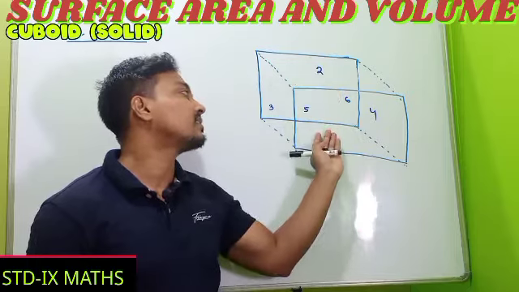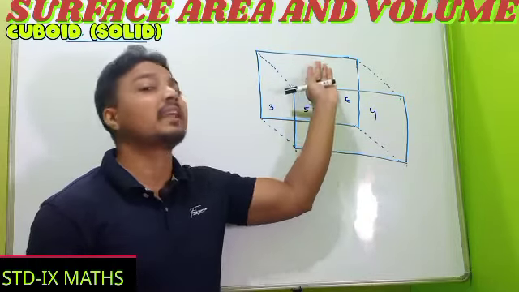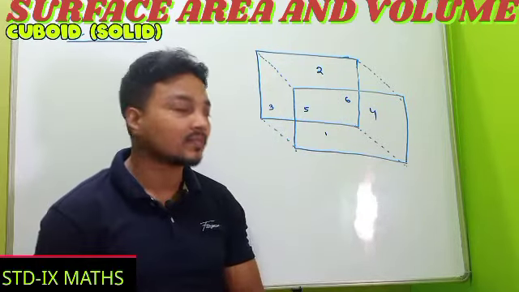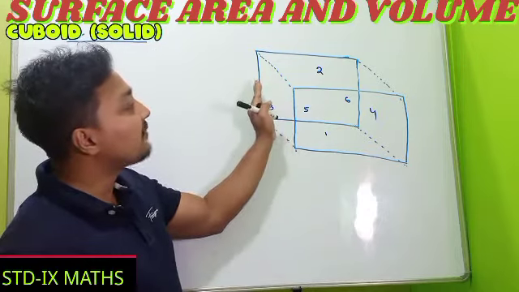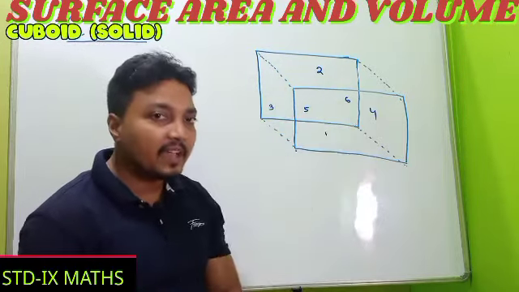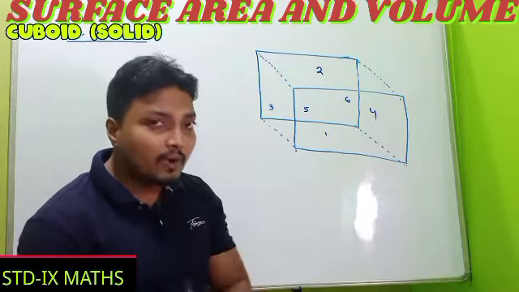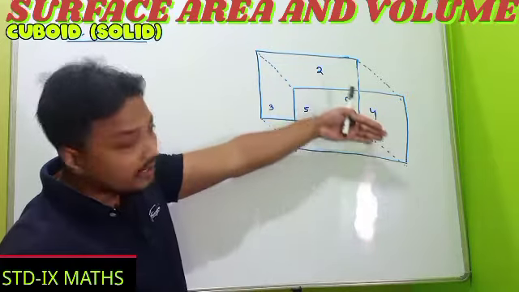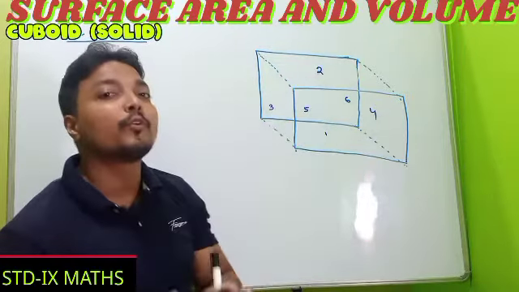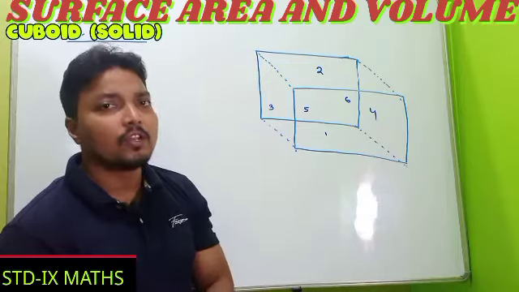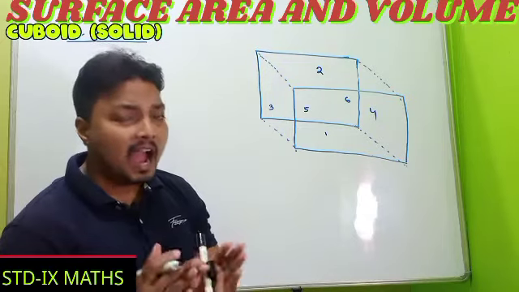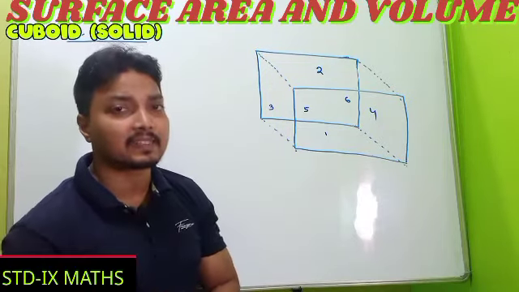Both the base surface and top surface are equal to one another. Here is the left side face, and here is the right side face. Both are equal to one another. And the front face and the back face are both equal to one another. So overall we have a total of 6 faces.